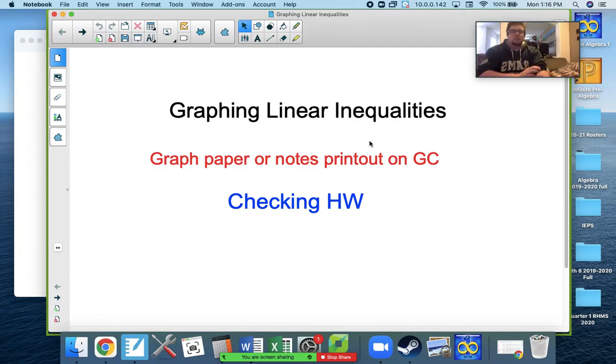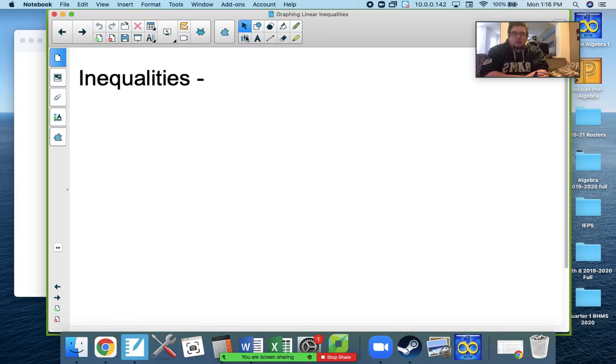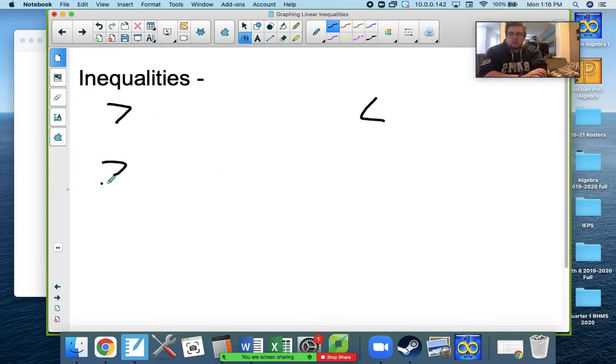Class, we looked at graphing linear inequalities. It is very, very similar to graphing linear equations, just like what we did in our unit before this last one. We're only introducing inequalities. Now, inequalities, you might not remember what they are. They are those alligator symbols. So we have greater than, less than, greater than or equal to, or less than or equal to.